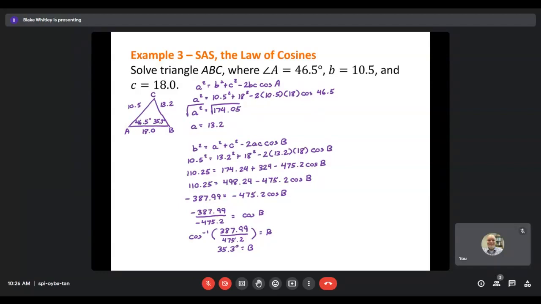And then once we know that angle, again, we can find the third angle by just subtracting from 180. So 180 minus 46.5 minus 35.3. That should leave us with angle C as 98.2 degrees.